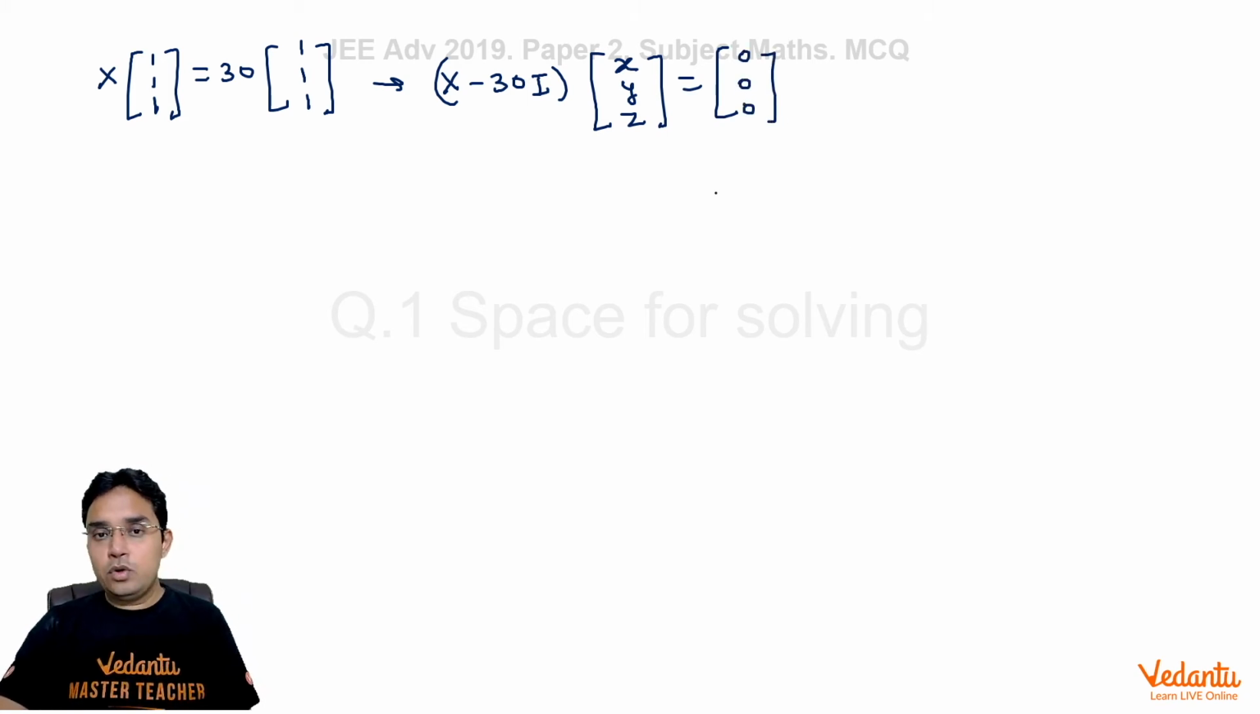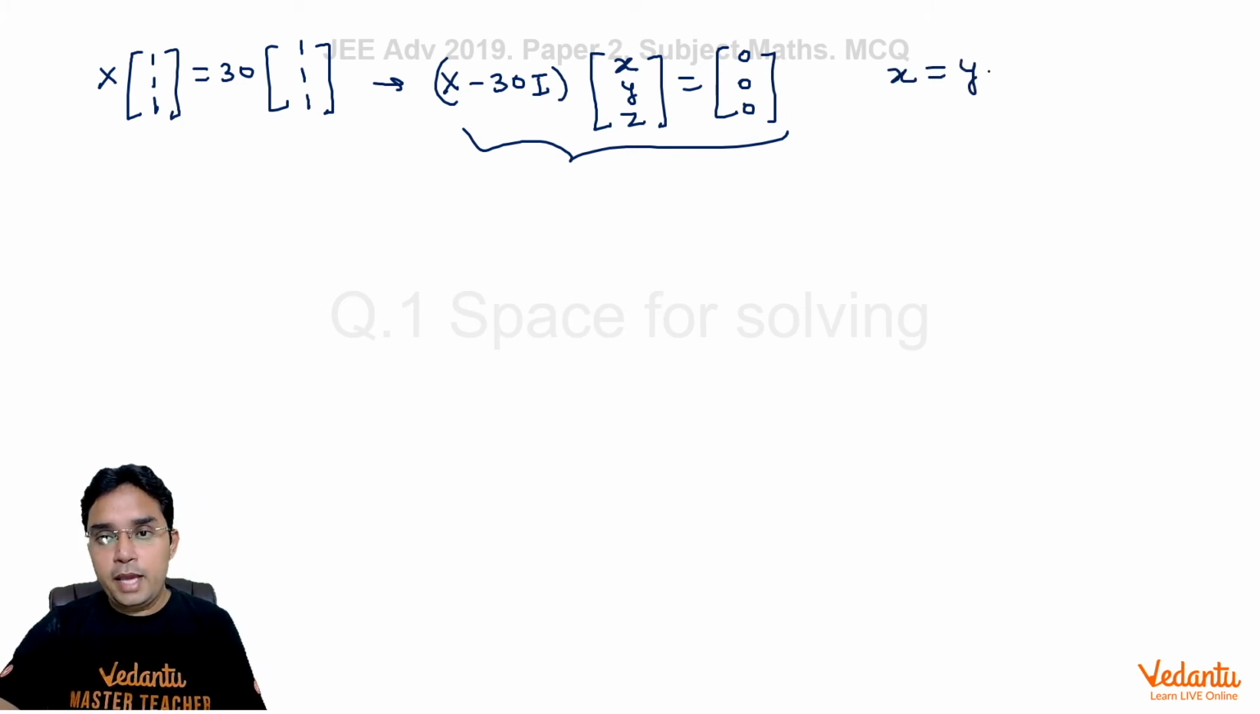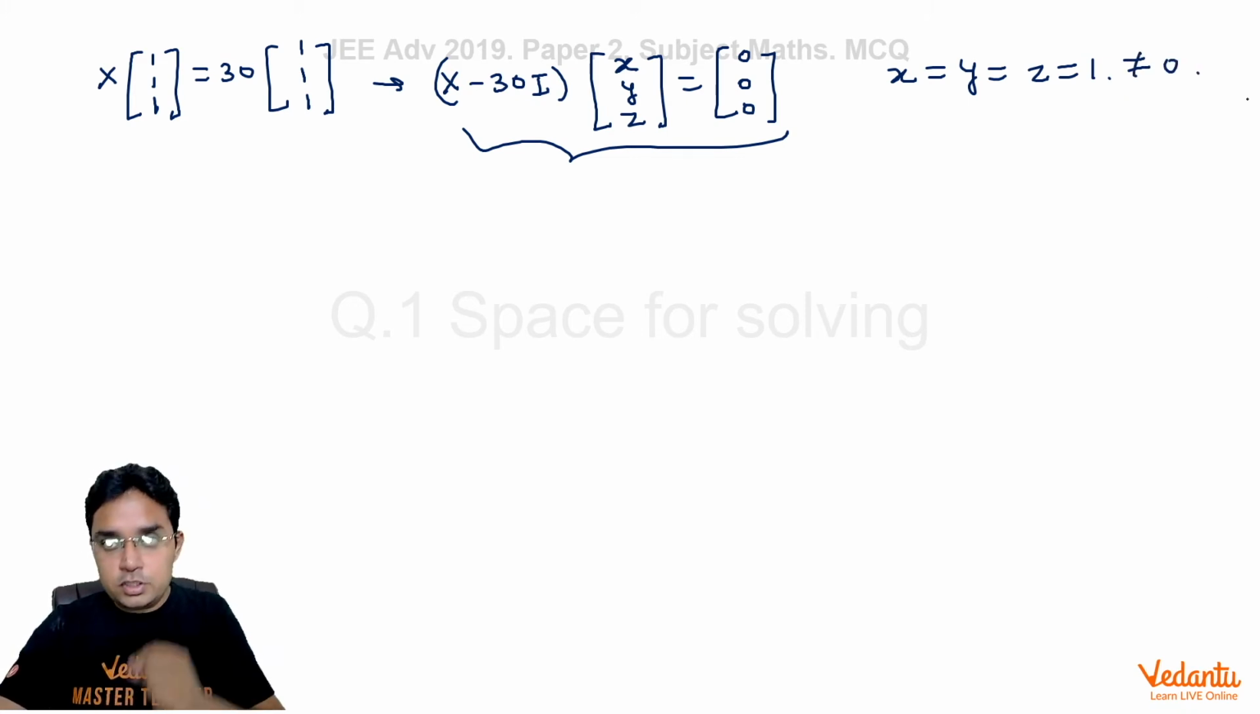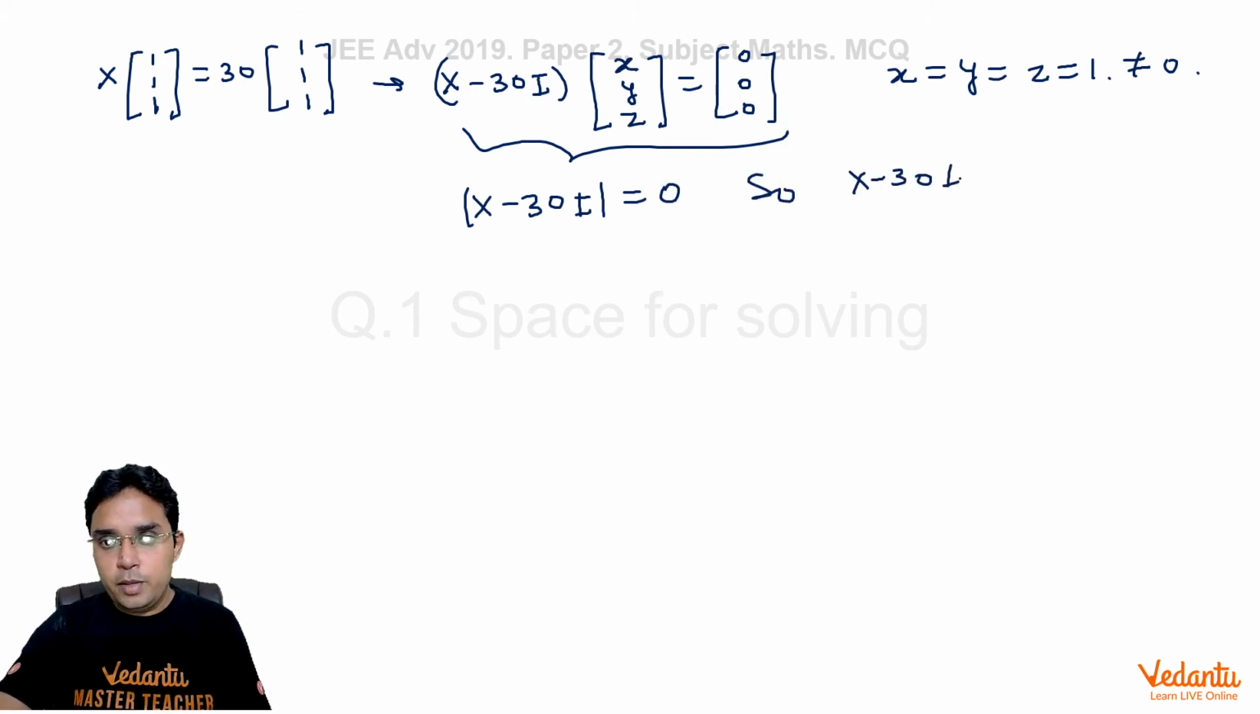Why am I writing so? Because this can be seen as a linear homogeneous equation in x, y, z, which has the solution x equal to y equal to z equal to 1, which means non-zero solutions. That is possible only if the determinant of X minus 3I is equal to 0. So this means X minus 3I should be singular, or non-invertible.